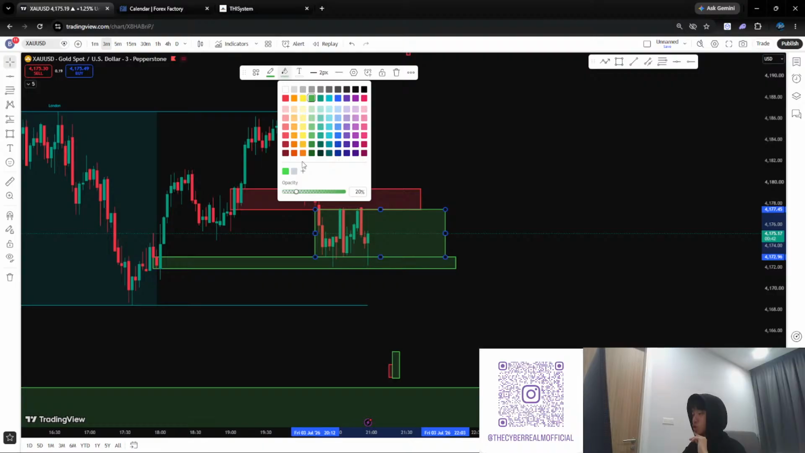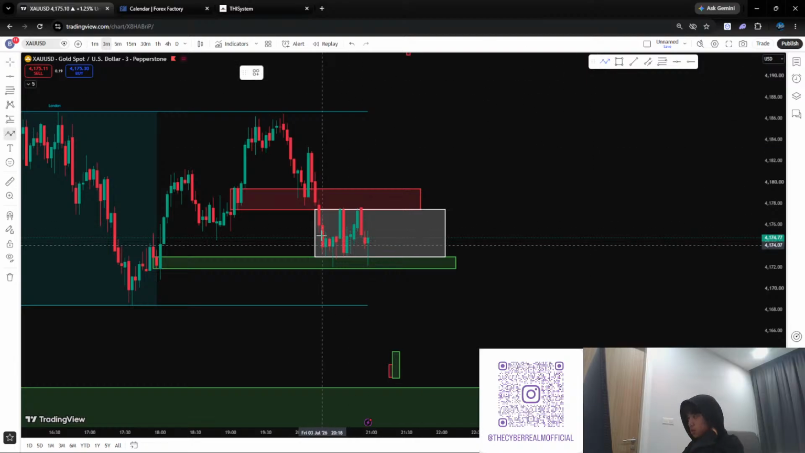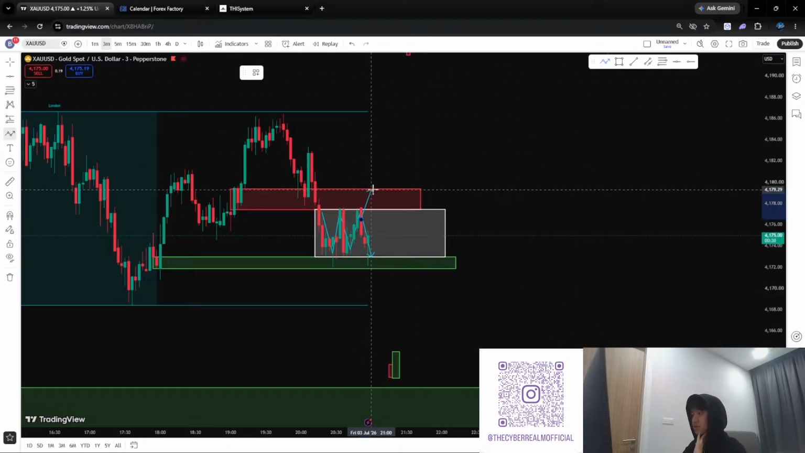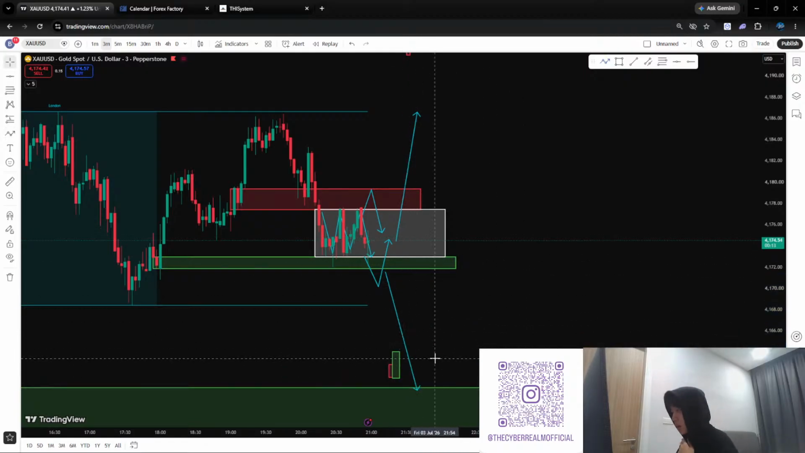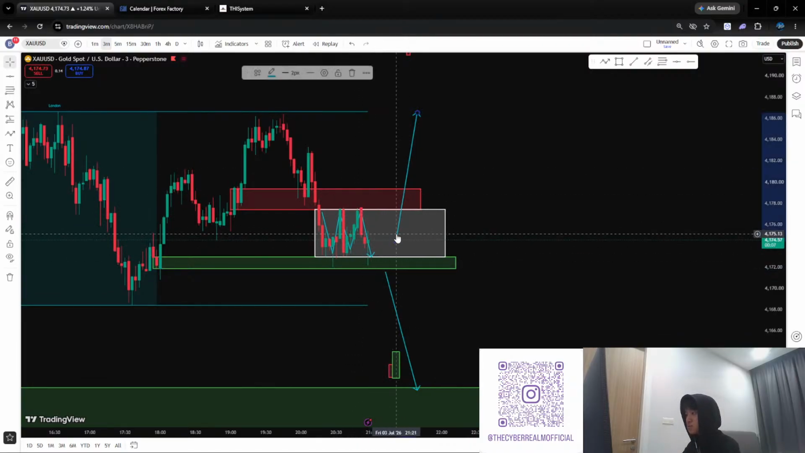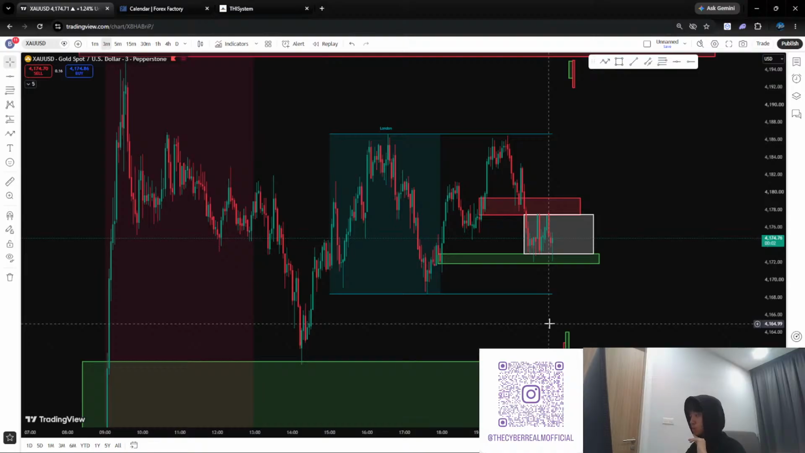What is our strategy? AMD. Accumulation area, which is this ranging area right here. There might be a manipulation either to the upside and come back down, or to the downside and come back up. Then we will target the opposite direction, either the London high or this buy zone down here. This is where we will target if this accumulation area breaks out and shows us its confirmations. All right, let's see how this will actually play out.